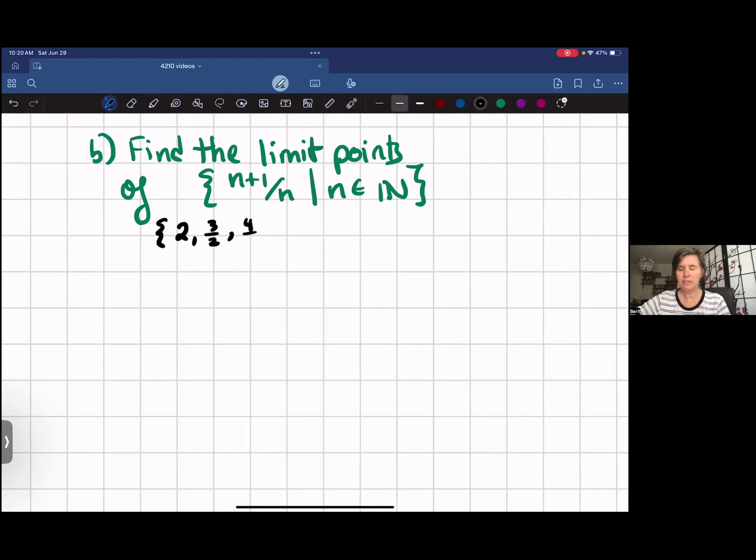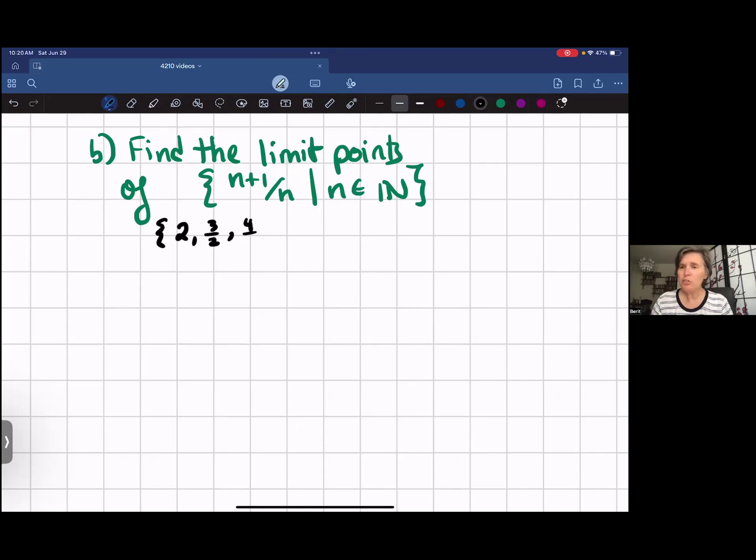When n is 3, I get 4/3. I'm having a technical difficulty. There it is. My Apple Pencil's at 0. Okay, when n is 3, I get 4/3. When n is 4, I get 5/4. So it looks like 2, 3/2, 4/3, 5/4, 6/5, and so on and so on.